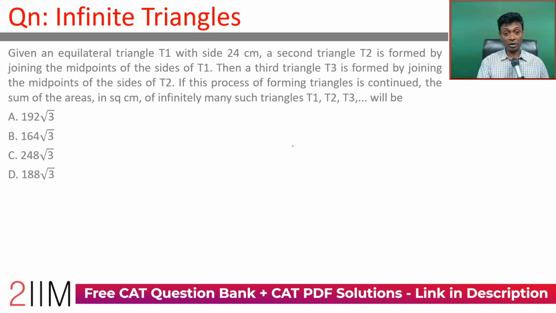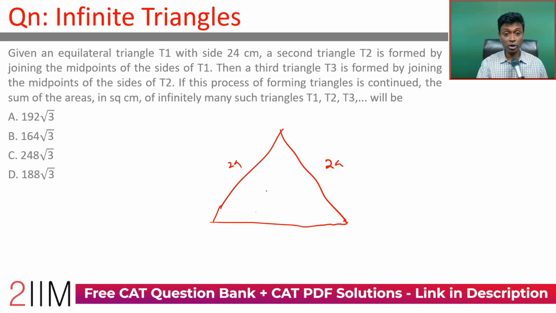Given an equilateral triangle T1 with side 24 centimeters. Wonderful. So T1 has side 24 centimeters. A second triangle T2 is formed by joining the midpoints of the sides of T1. So T2 will also be equilateral. Everything gets broken into half. Every length gets broken into half. So this is 12, 12, 12. Then a third triangle T3 is formed by joining the midpoints of T2. Wonderful. T3 will be like this.